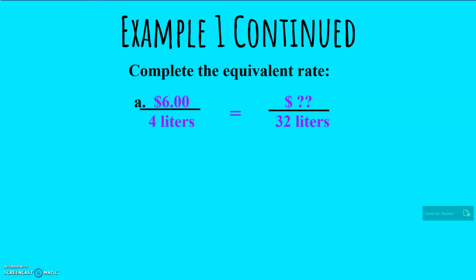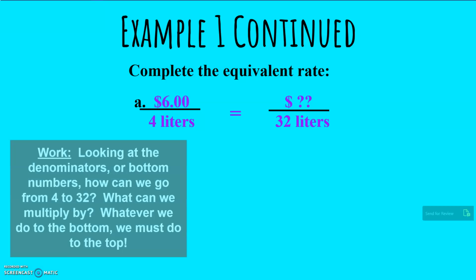Let's find another one. Complete the equivalent rate. $6 for 4 liters is the same as how many dollars for 32 liters? What do we need to multiply 4 by to get 32? Can we multiply 4 by something to get 32?